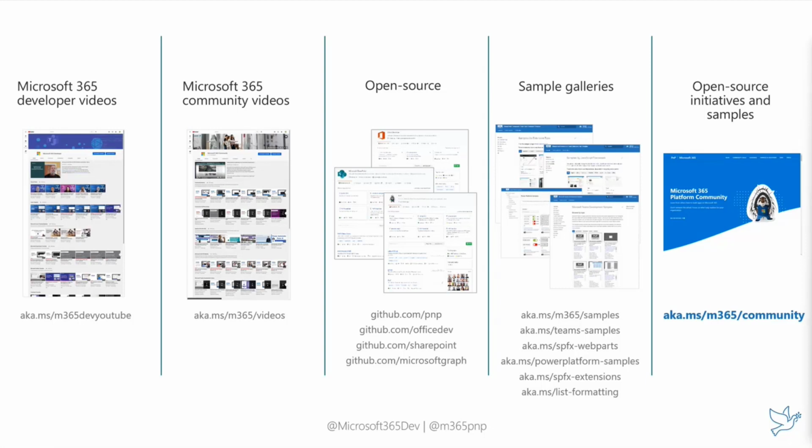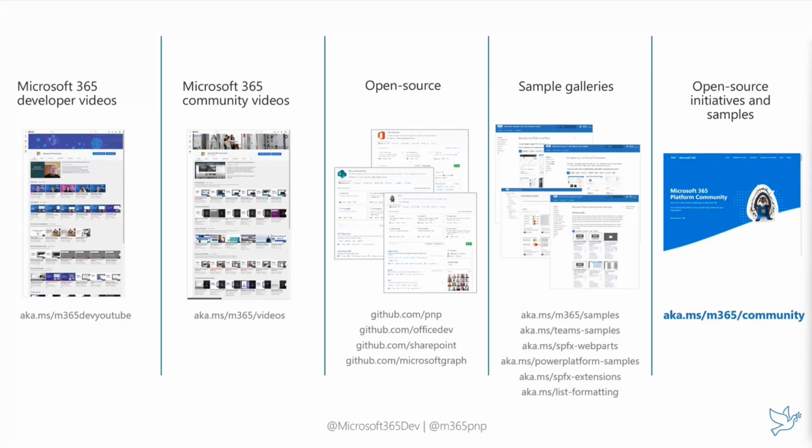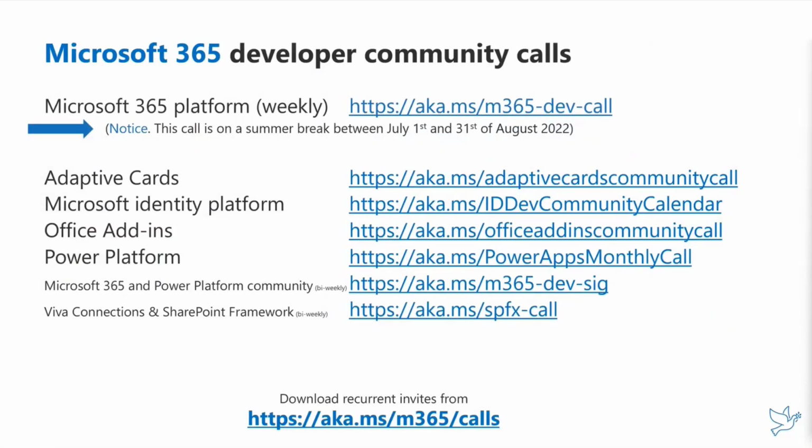Now, we do have a lot of open source assets available in multiple different GitHub organizations, but as it might be a bit difficult to find the sample which is relevant for you, we also have specific sample galleries. The primary one is the top one, aka.ms/m365/samples, which is the one gallery where you can find all of the different samples done by the community or Microsoft employees. And if you're wondering that there are too many URLs to remember, luckily there's only one, which is aka.ms/m365/community, for accessing all of this information.